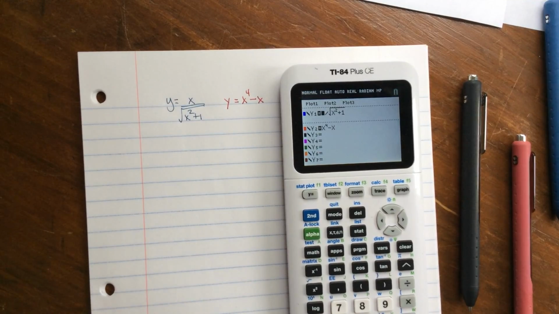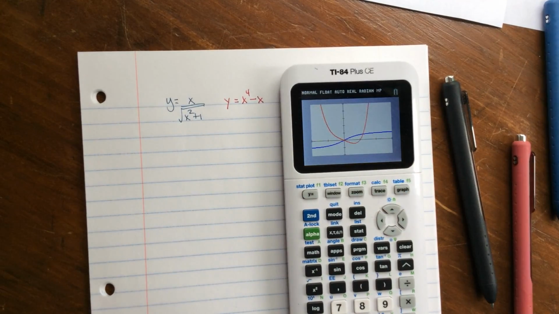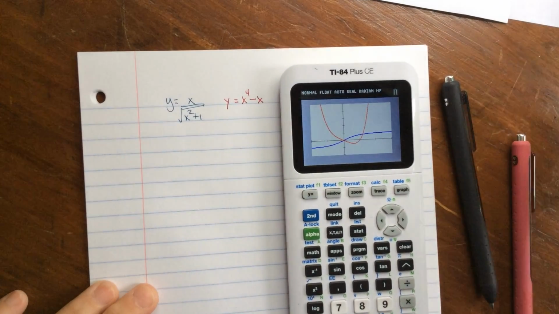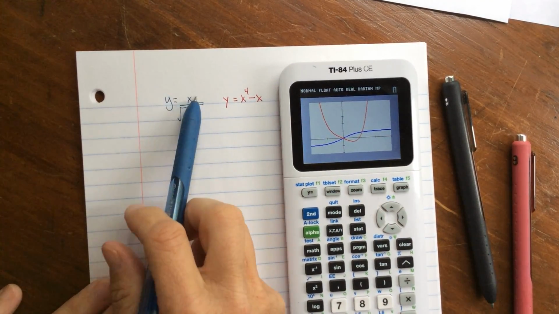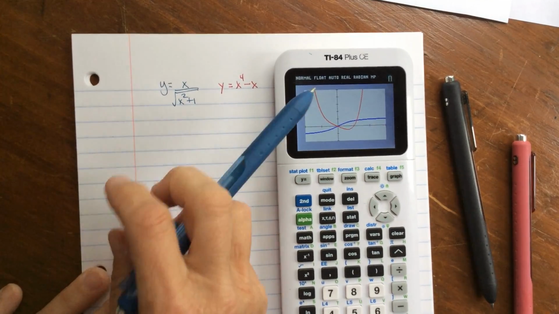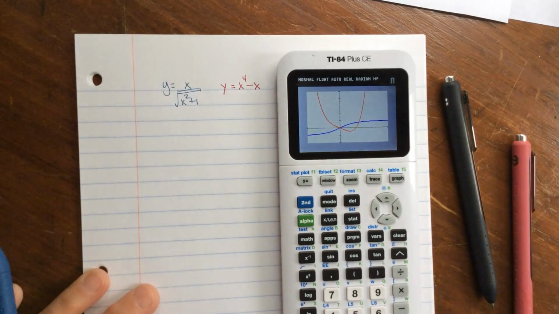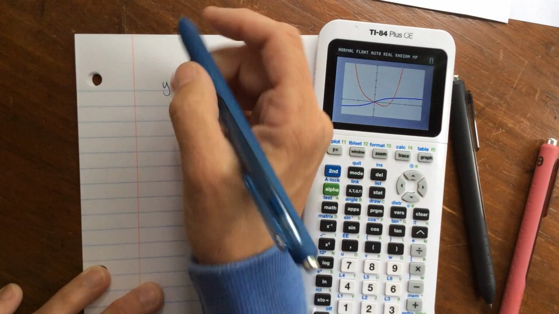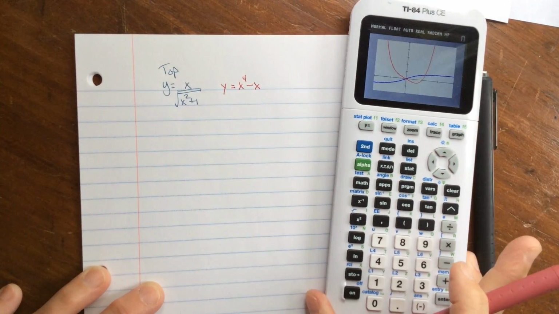I've already set a window, and so here comes the graph. So I have the blue graph. The blue graph is the square root function, the function that involves the square root, and the red graph is the 4th degree function. So the top function is the blue, and the bottom function is red.